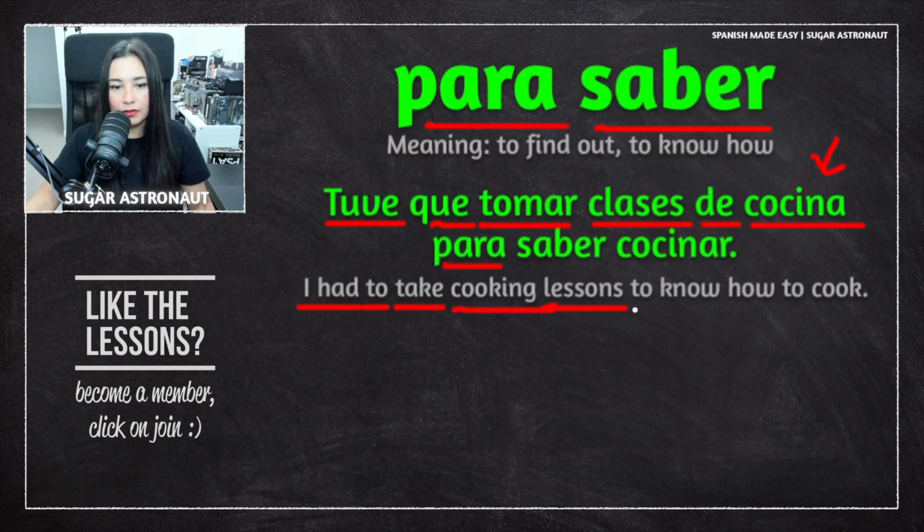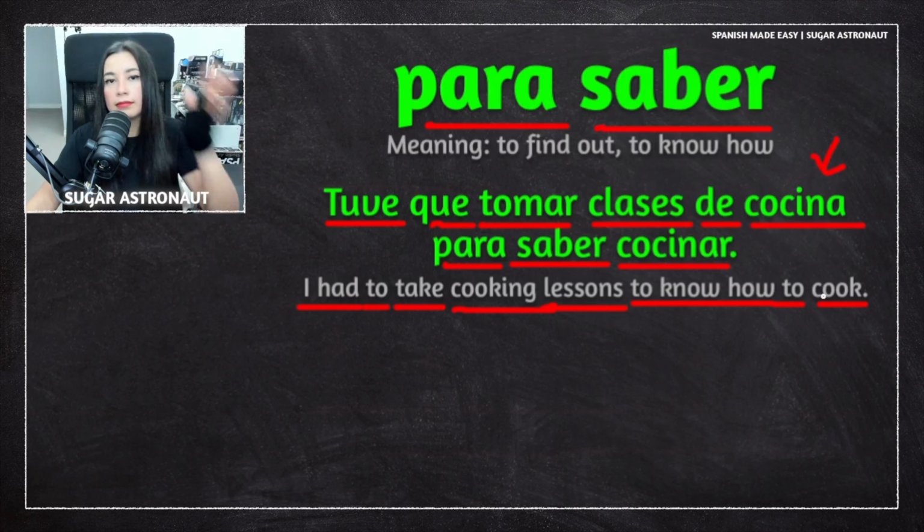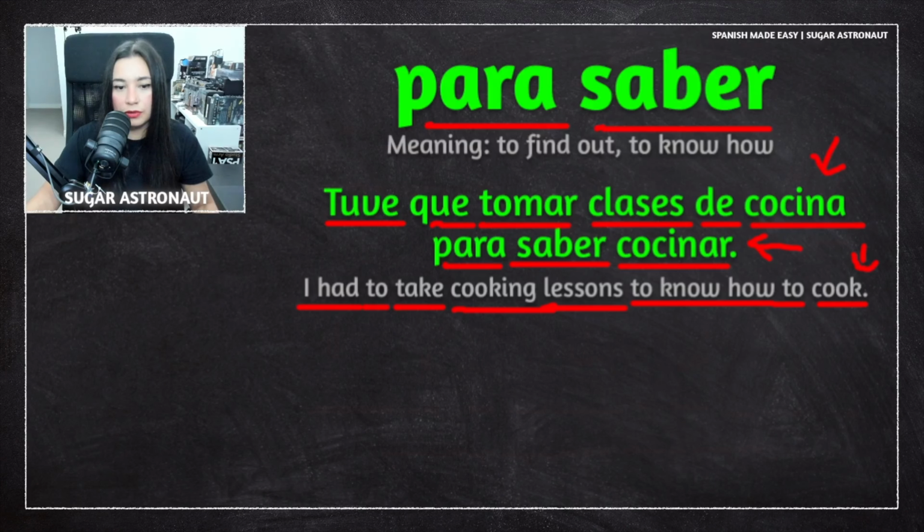Para saber, we have what we're learning, the phrase para saber, to know how, okay? Cocinar, cook, to know how to. Let's include to, para saber, to know how to. And then we add the verb cocinar, which means to cook or just cook. Tuve que tomar clases de cocina para saber cocinar. I had to take cooking lessons to know how to cook. We can see saber and cocinar. Both verbs are in the infinitive form, so that means they're not conjugated.